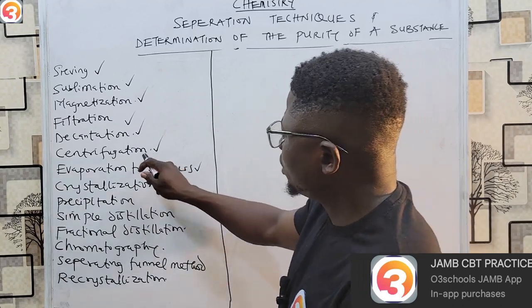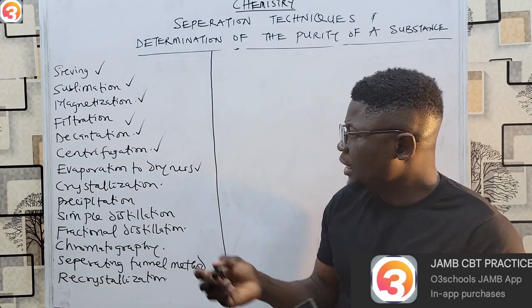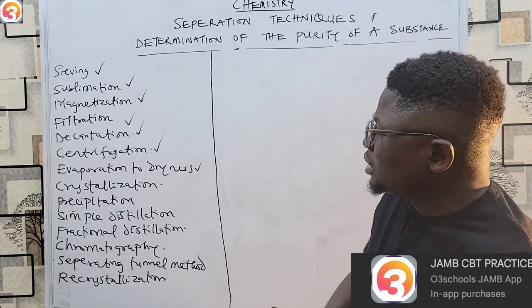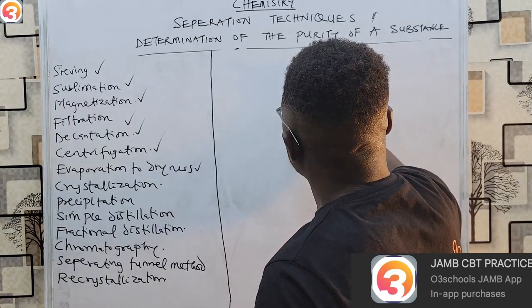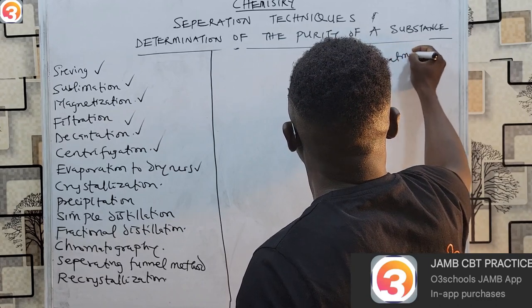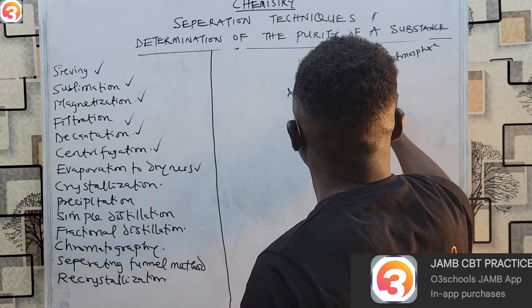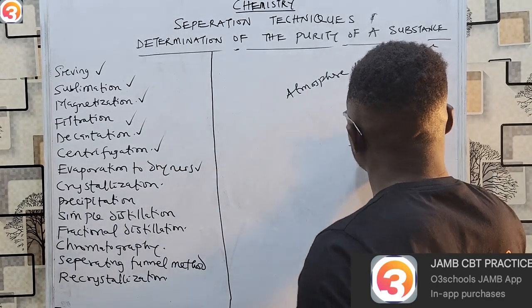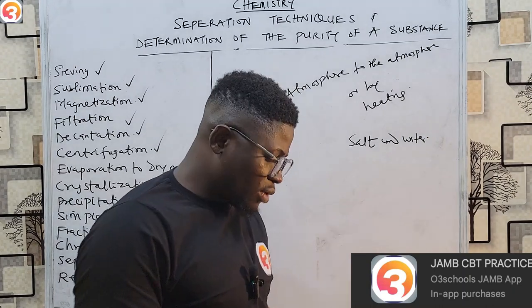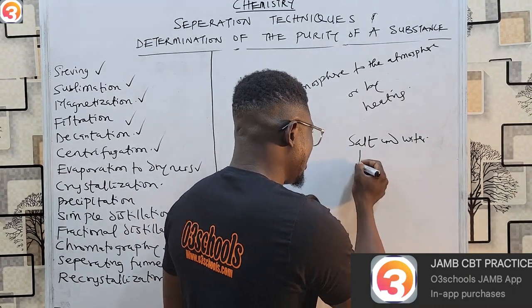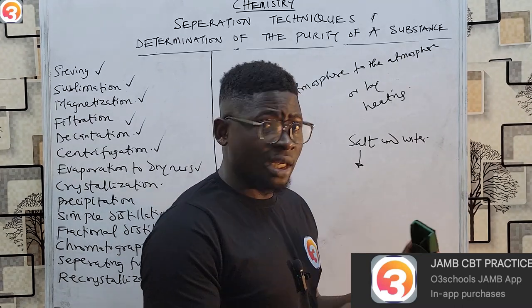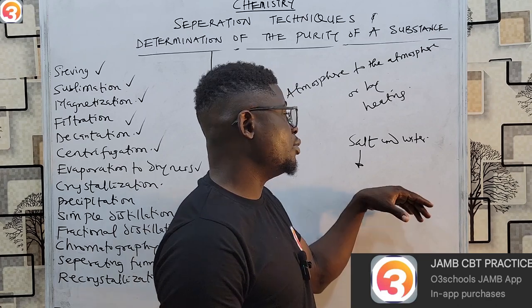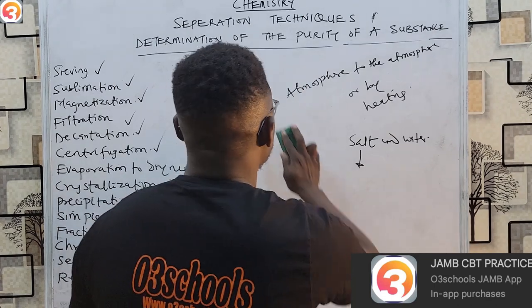Evaporation to dryness is used to recover a solid by exposing the solution to the atmosphere, or by heating. For example, a mixture of salt and water: it will dissolve, isn't it? But you can easily recover the salt from the water. If you heat it, the water will evaporate, or if you expose it to the atmosphere for a very long time, depending on the quantity of water, the water will also evaporate, leaving the salt out. So that is evaporation to dryness.